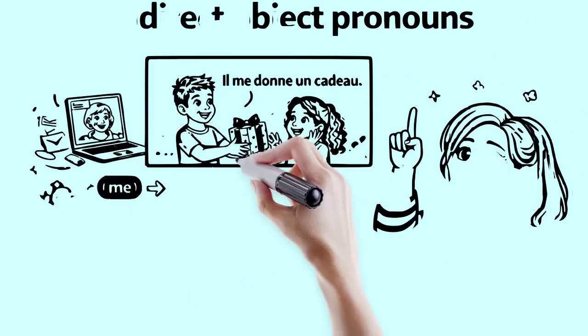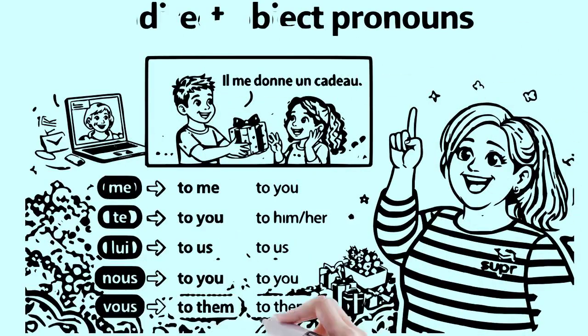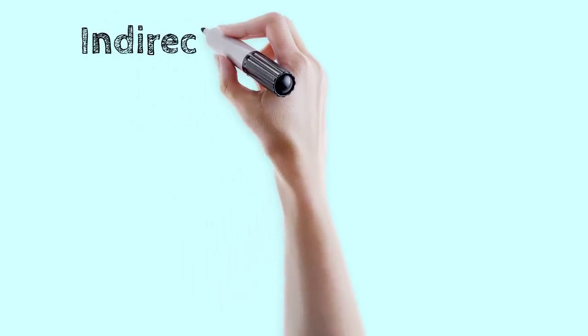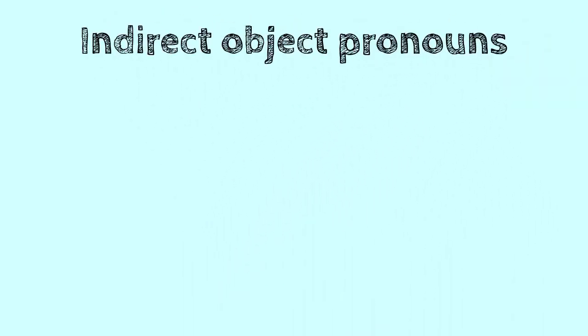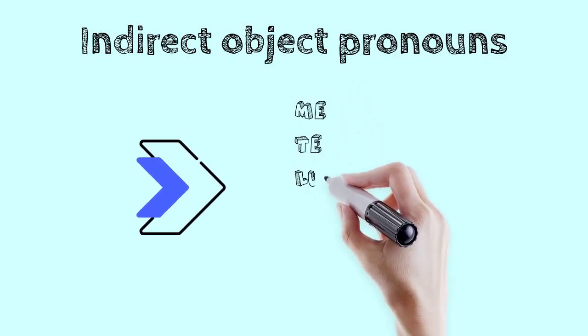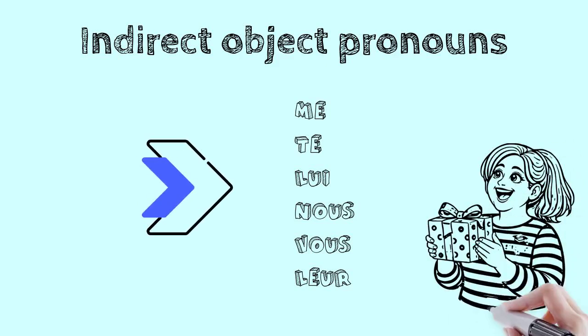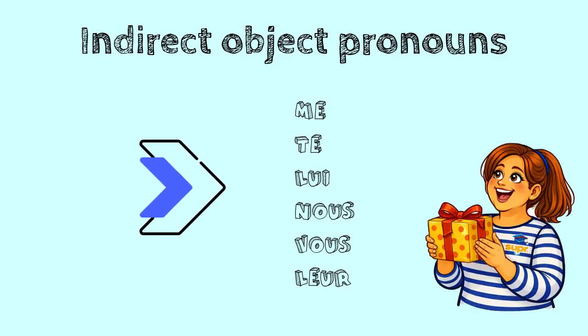Bonjour tout le monde. Today we are going to learn how to use indirect object pronouns in French. So, what is an indirect object pronoun? They are the little words like me, te, lui, nous, vous, and leur that replace people who receive the action of the verb indirectly. By the end of the lesson, you'll know what they are, when to use them, and how to place them correctly in a sentence.